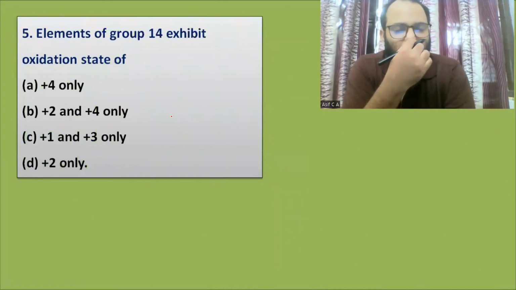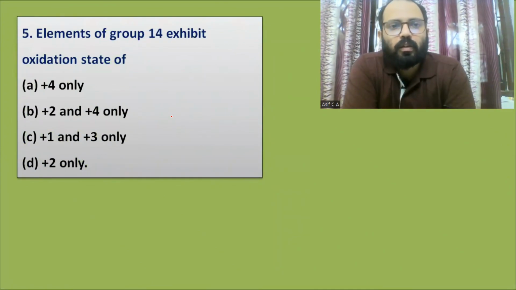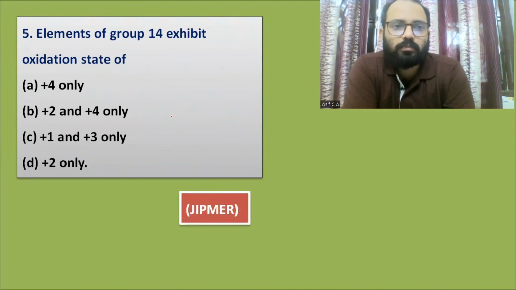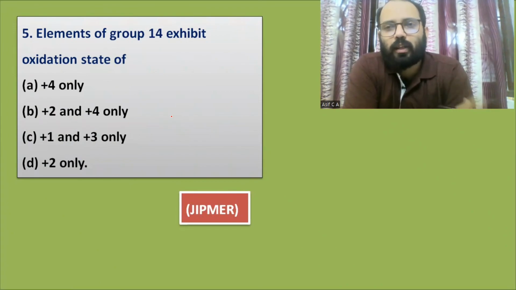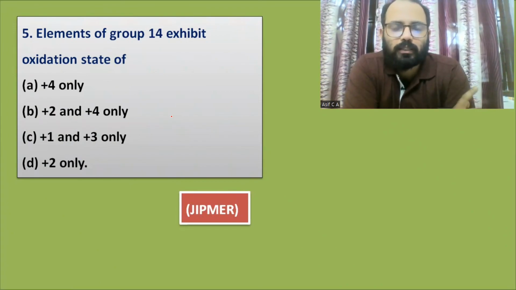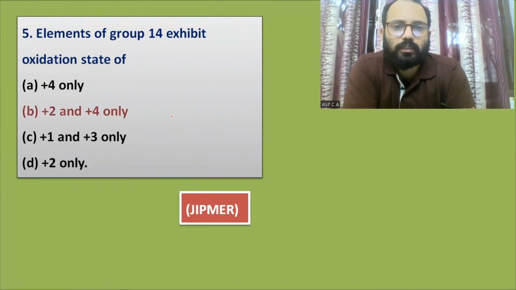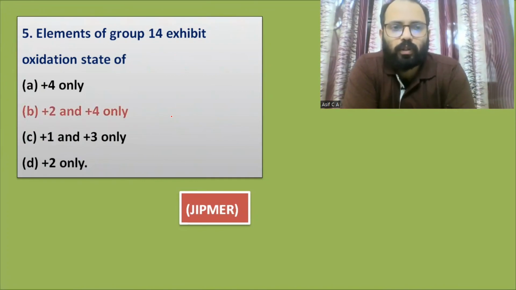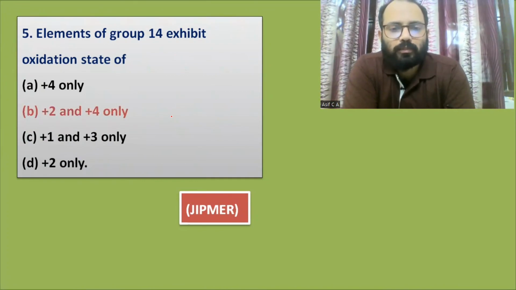Then we'll be moving to the last question. This is again a previous year question. Elements of group 14 exhibit which oxidation states? Yes, +2 and +4 oxidation states will be there. So group 14 will have +2 and +4 oxidation states.